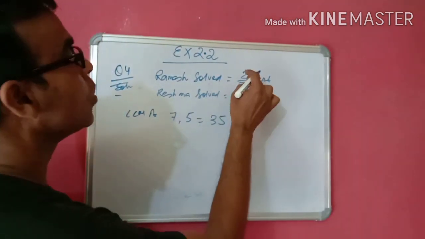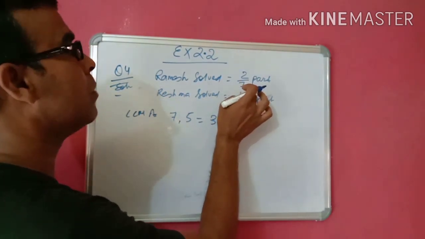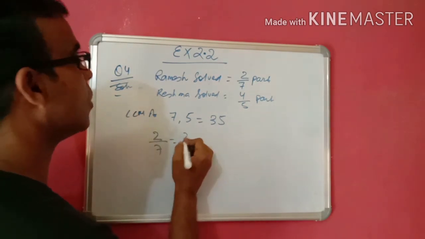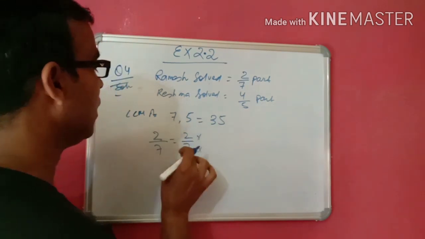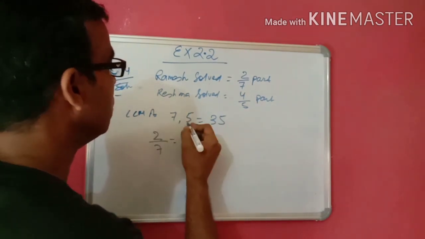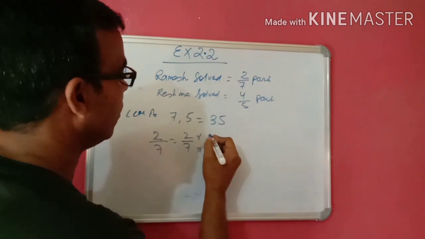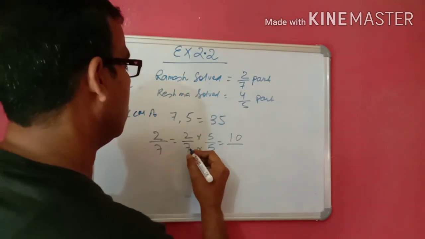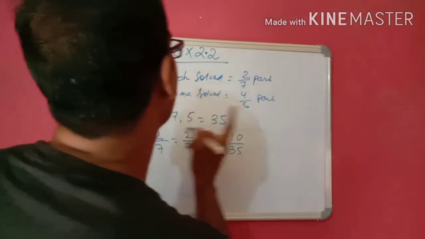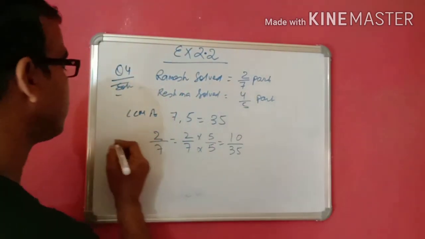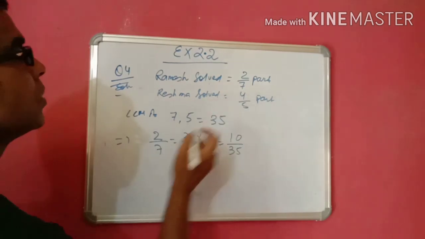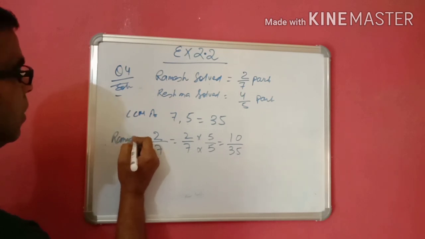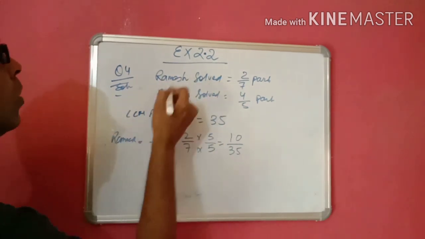Now 2 by 7, we have to make the denominator 35. So I can write 2 by 7 equal to 2 by 7 into, in which table if I multiply 7 it will come 35, so I have to multiply by 5, so this is 10 by 35. This is what Ramesh solved. Ramesh solved this much part.